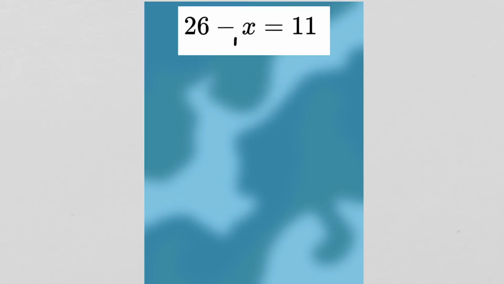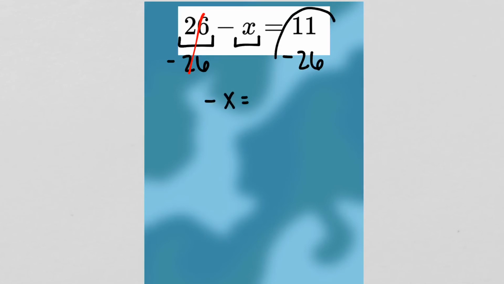Now this one, we need to get the x by itself, but over here we have the positive 26. So our first step would be to subtract 26 from both sides. When I do that on the left, remember, it cancels out, and I'm left with negative x equals, you need to do 11 minus 26, gives you a negative 15.